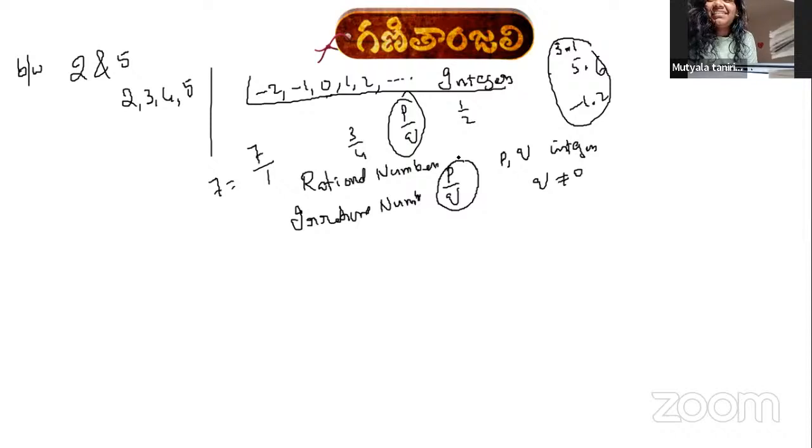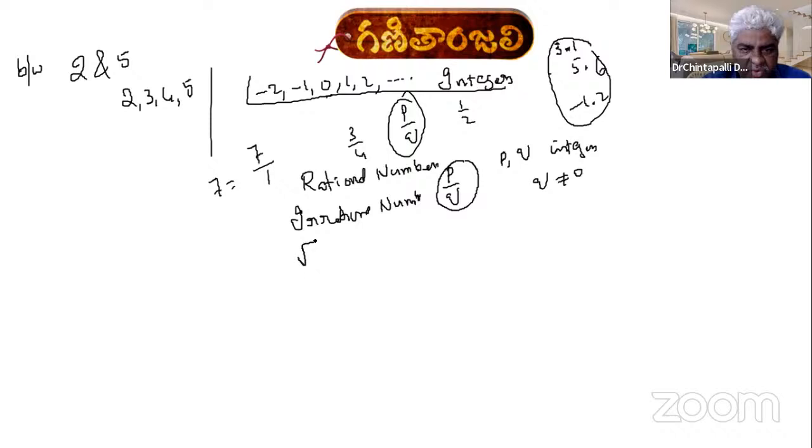How could you know √2 is an irrational number? I don't know, sir. See, what's the value of √2? You may tell 1.414. Let's keep that point. Anyway, what's the value of √16?